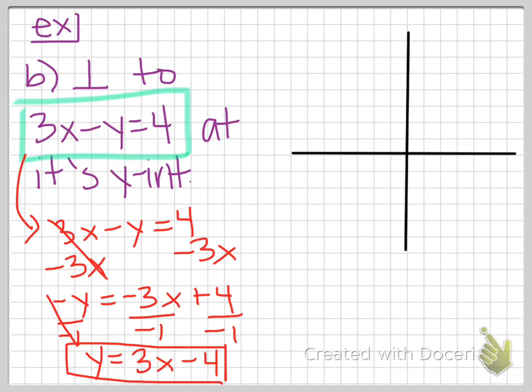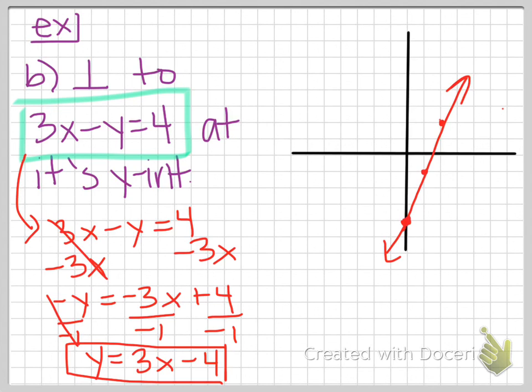So I'm going to go down 1, 2, 3, 4 and put a dot on my y-intercept. And I'm going to go up 3 and over 1, up 3 and over 1. So that's my original line. Whoa, bad. All right, let's try that again. There we go. All right, so now let's graph the final answer.